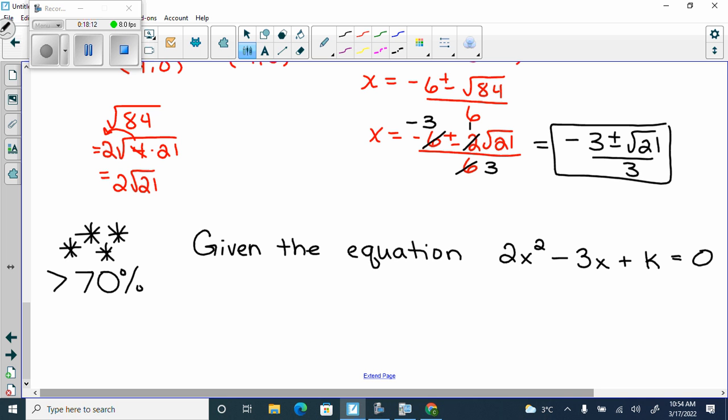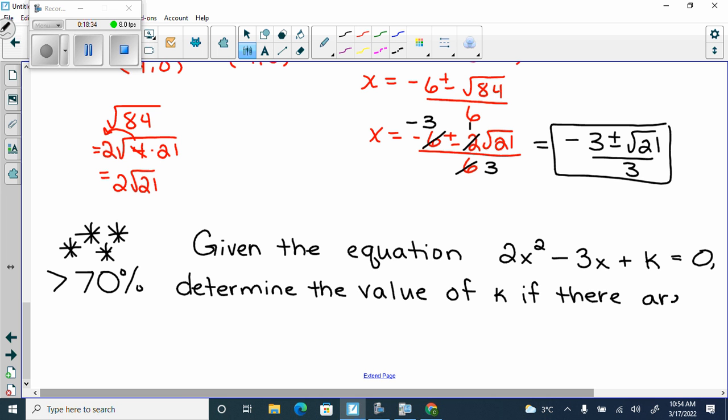So given this equation, comma, determine the value of K if there are two real and distinct roots.